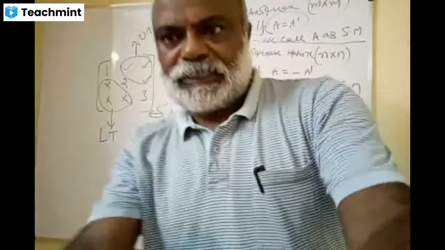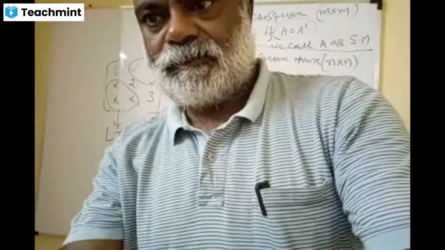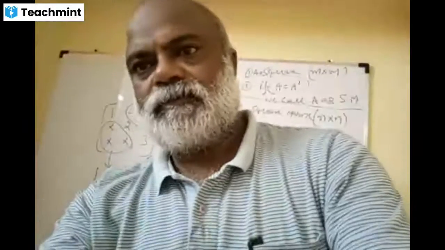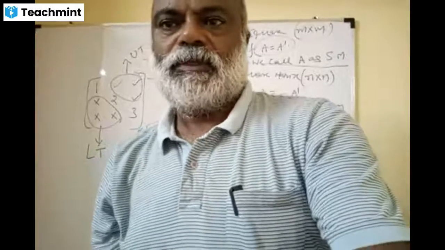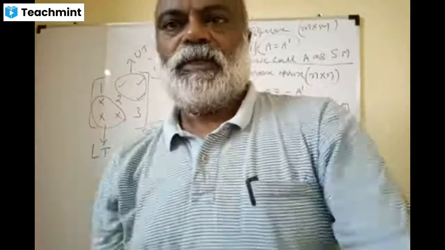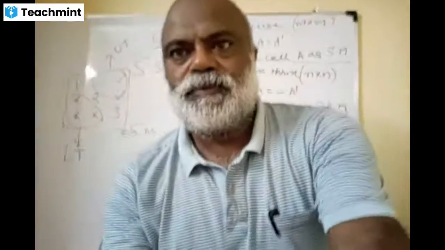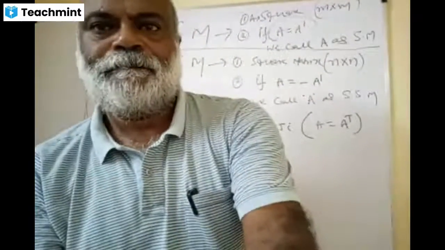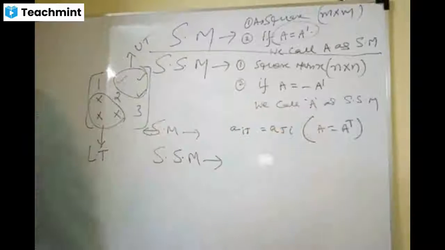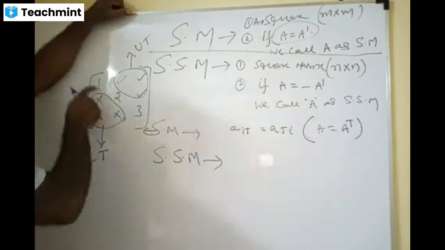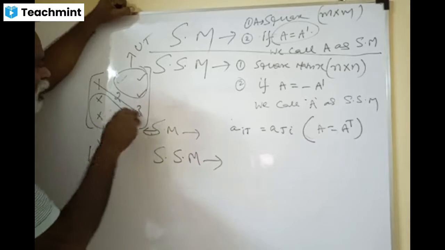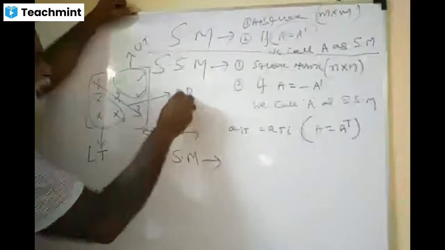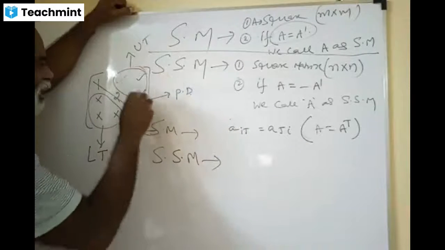The top portion is not visible. Please look at this one now. 1, 2, 3 is a diagonal, please. This is also a diagonal, but what is this diagonal called? This is called the principal diagonal, and this is called the secondary diagonal.